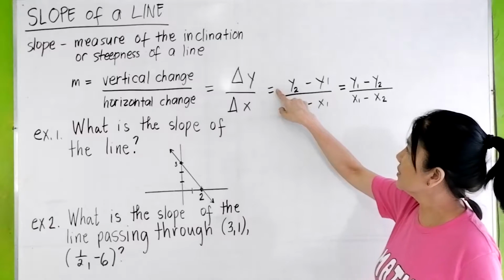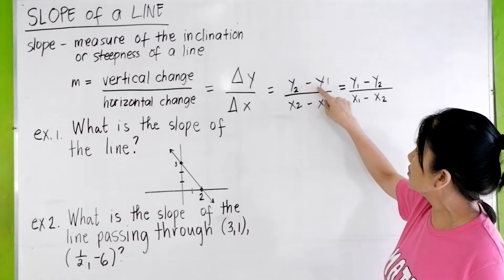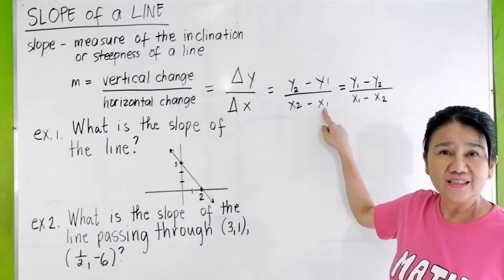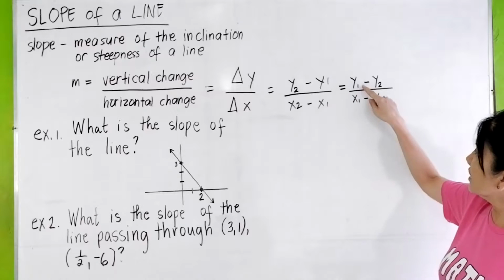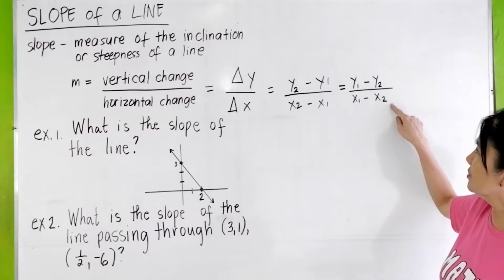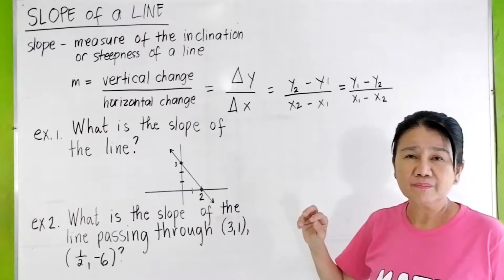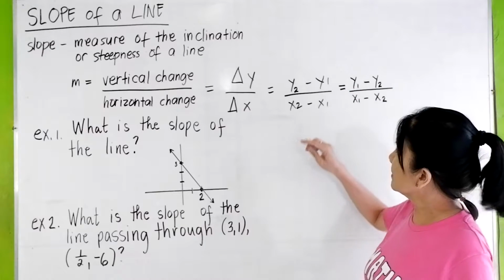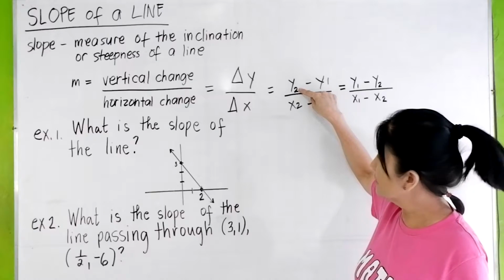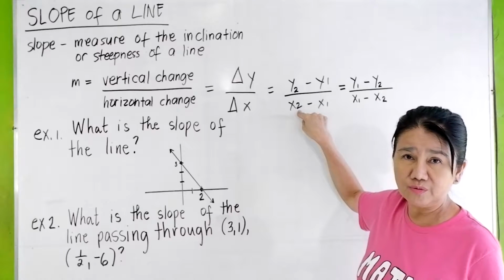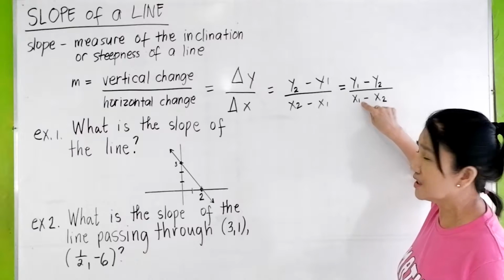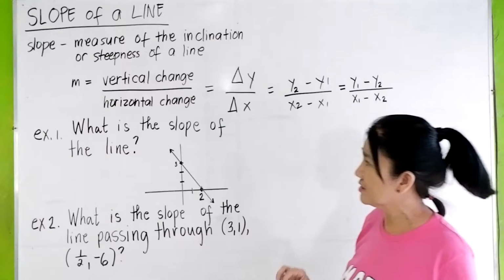So this is now equal to y sub 2 minus y sub 1 all over x sub 2 minus x sub 1. Now if you use y sub 1 minus y sub 2 over x sub 1 minus x sub 2, you'll get the same answer. Just remember that if you use y sub 2 first, you also have to use x sub 2 first. If you use y sub 1 first, you use x sub 1 first to get the correct answer.